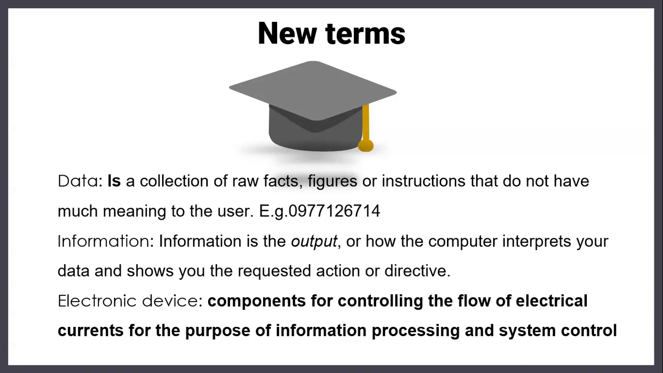Another new term is electronic device. An electronic device consists of components for controlling the flow of electric current for the purpose of information processing and system control. The mouse is an example of a device. The monitor is an example of a device.